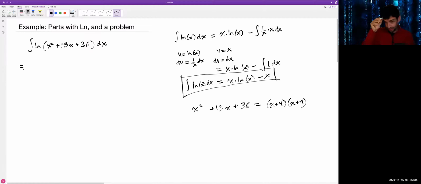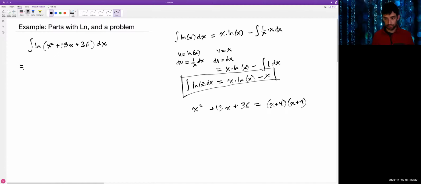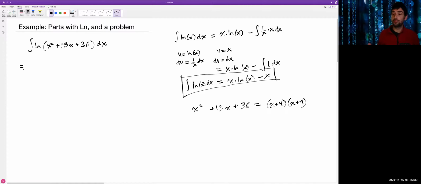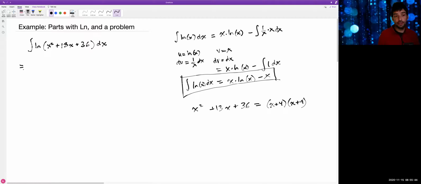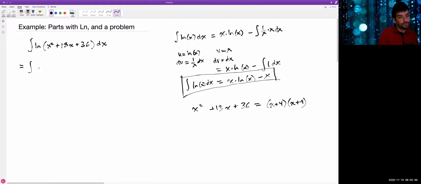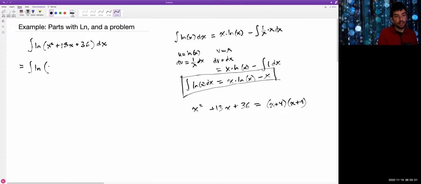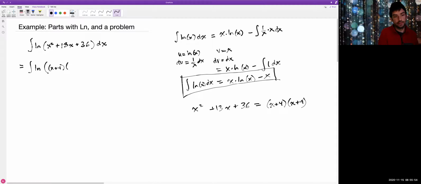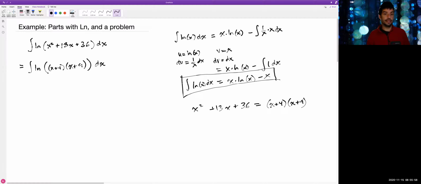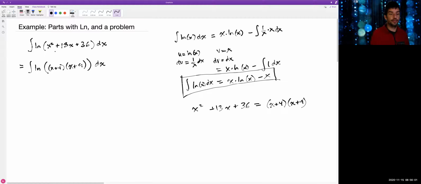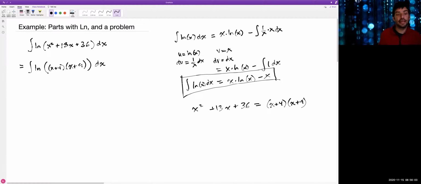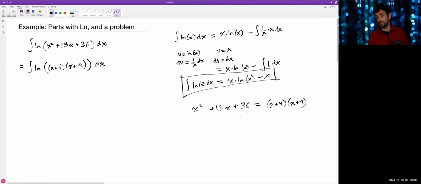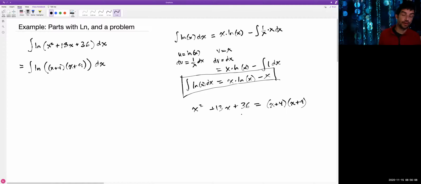So I'm repeating myself, but I think it's an important thing to repeat. I don't have to know at this point whether or not this is going to help. All I know is I don't know what else to do, so I'm going to try it. So I have the natural log of x plus 4 times x plus 9, right? In other words, it is perfectly clear that these are equivalent expressions, that I am allowed to substitute this quadratic with those two factors, okay?